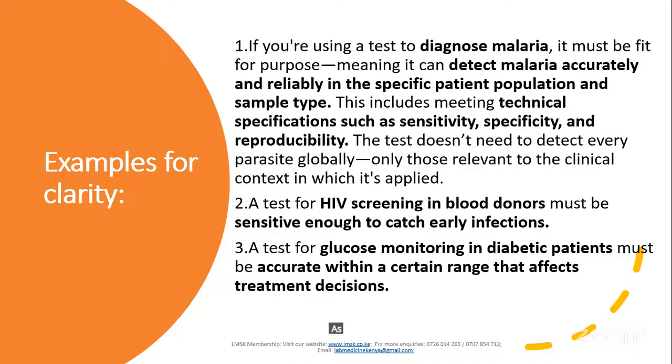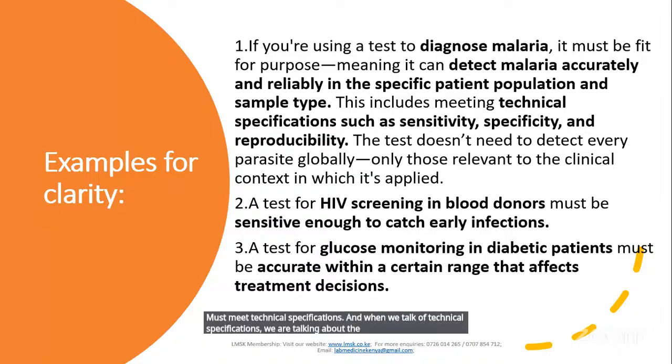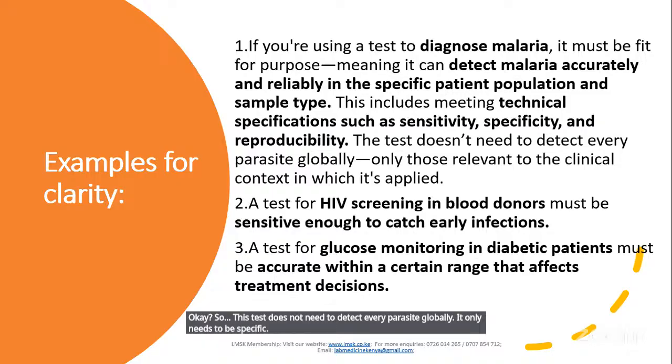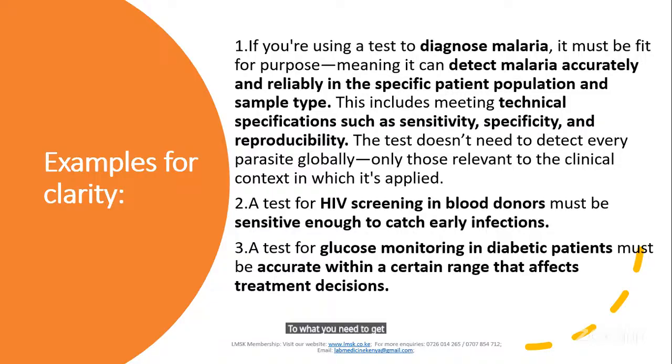As I had earlier mentioned, this kit or this test methodology must meet technical specifications. And when we talk of technical specifications, we are talking about the sensitivity, specificity, reproducibility, among other aspects that we have previously discussed. Okay? So, this test does not need to detect every parasite globally. It only needs to be specific to what you need to get. And in this context it is the malaria parasites.